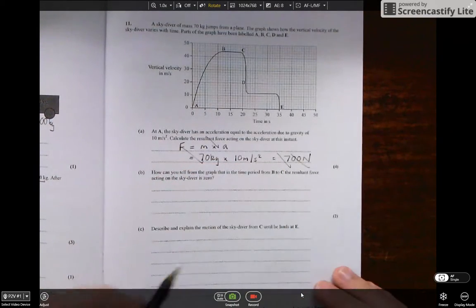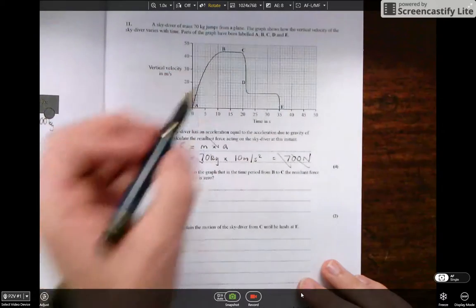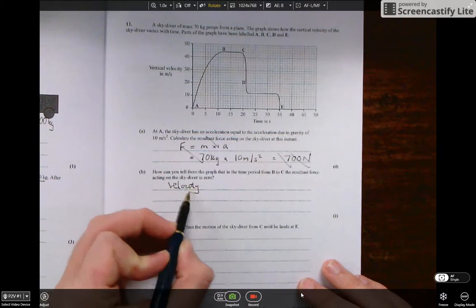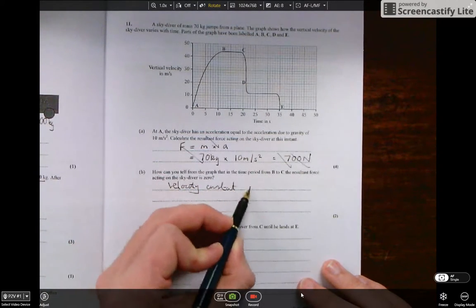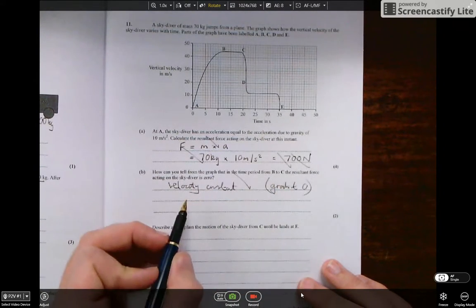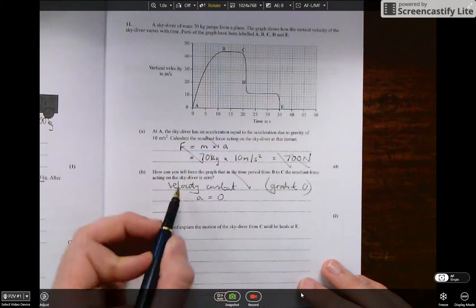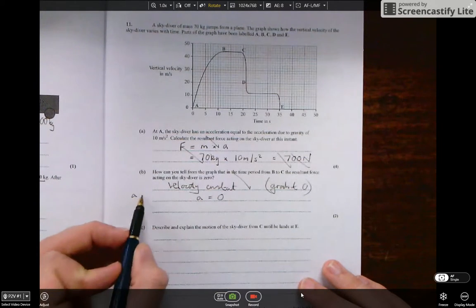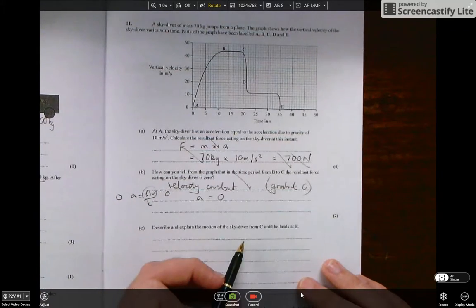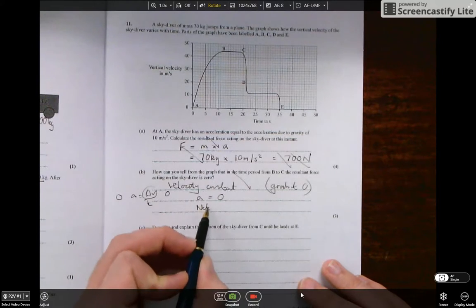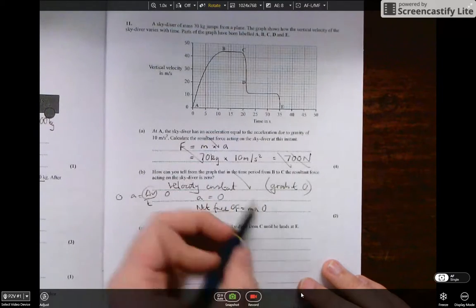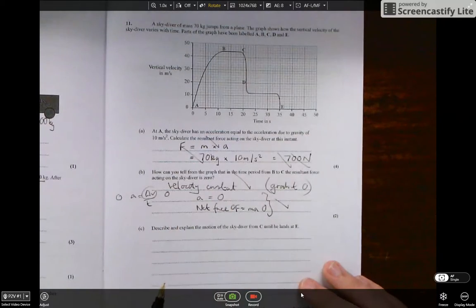How can you tell from the graph that in B to C the resultant force is 0? Well, the velocity is not changing, because the gradient is 0. The acceleration is therefore 0 because the velocity is constant. We know that acceleration is change in velocity over time, so if change in velocity is 0, that means acceleration must be 0. And therefore net force, because of F equals ma, if the acceleration is 0, the force is 0. So these two things combined for the second mark.